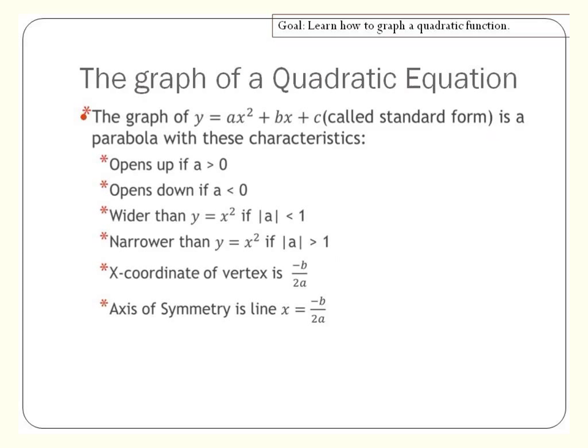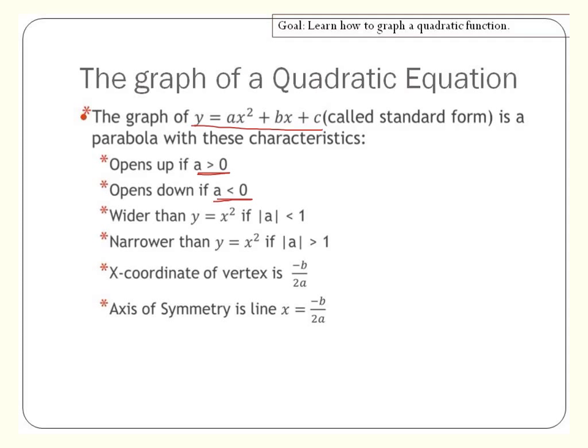So some things that we can tell from standard form. If an equation is in standard form, the parabola is going to have these characteristics. If a is greater than 0, meaning if a is positive, your parabola is going to open up. If a is less than 0 or a is negative, it's going to open down. And these would be something you probably want to write down.